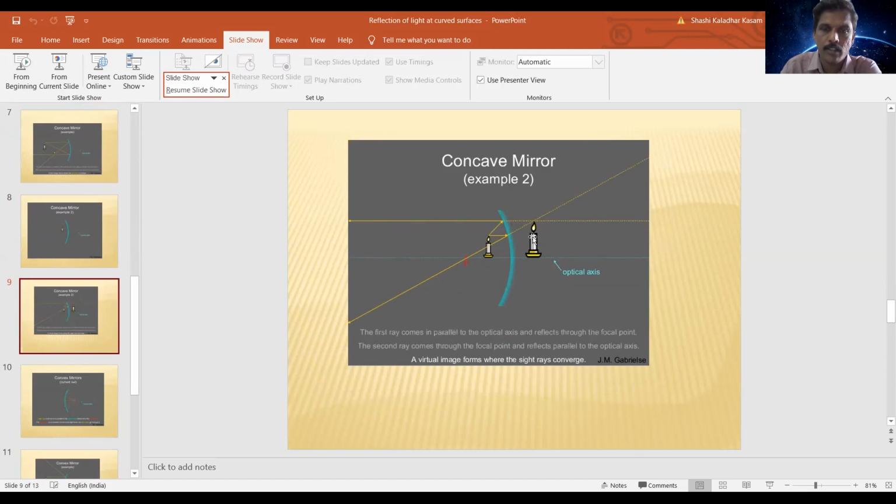This is virtual, means if you place a screen here, you won't capture this image on the screen, and it is erect, not inverted, and enlarged. If you see, the image size is very large compared to the object. That is the meaning of enlarged or magnified.